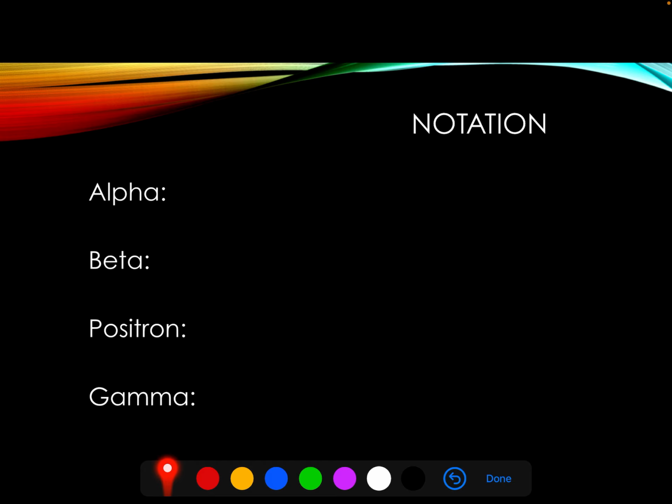So let's look at the way we draw the notation for these. Alpha particles, like I said, are just a helium atom. So they can be drawn like this to show that they're a helium atom. This is the nuclear symbol for helium. Or you can draw the alpha symbol. These are exactly the same thing and will be interchangeable.